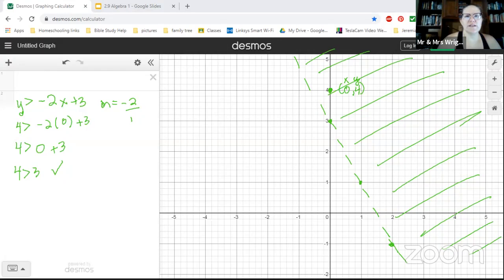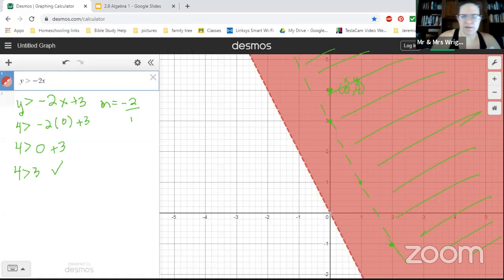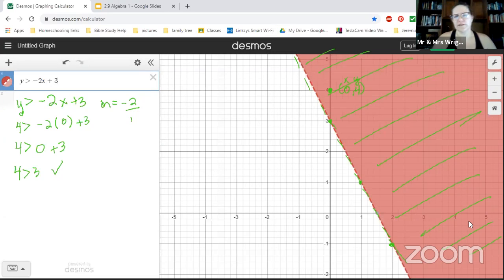All right, since we are on Desmos, we can actually just plug it in here and see if we got it correct. Look, it's in red, but it's the same thing. A dashed line, the same side is shaded, and we have our line going through the same points that we plotted. Looks like we got it correct.